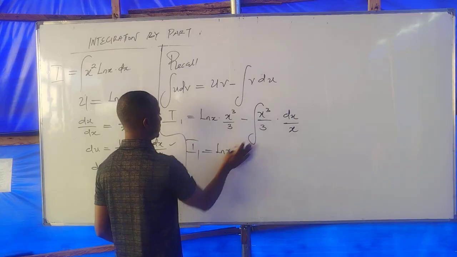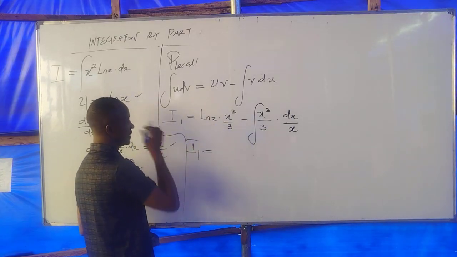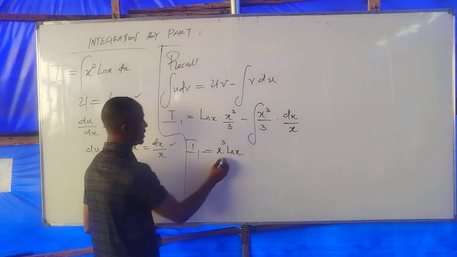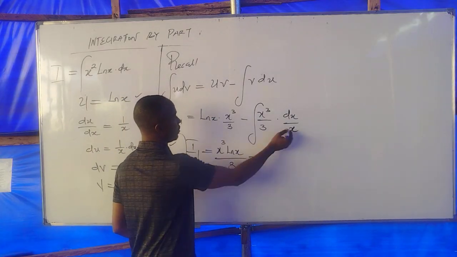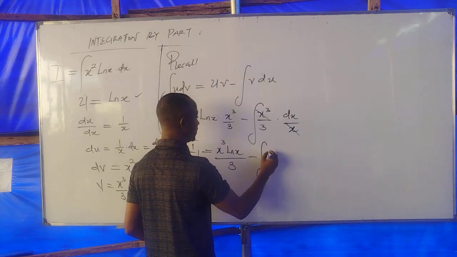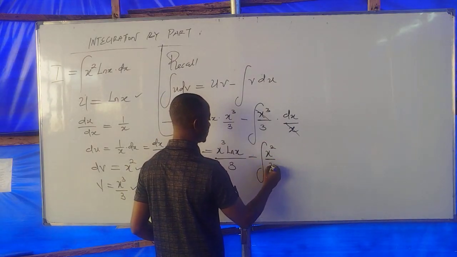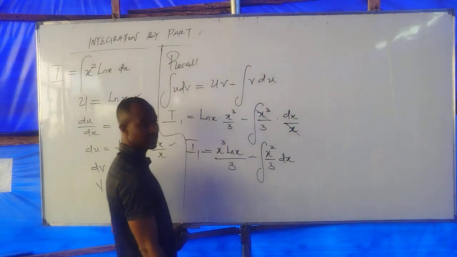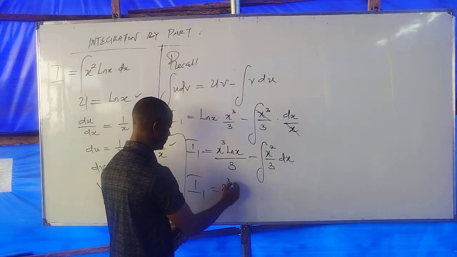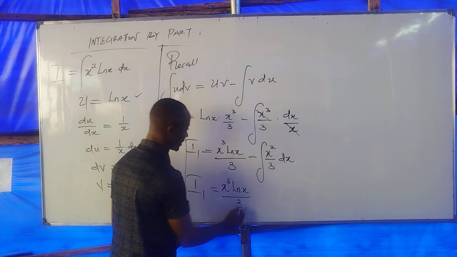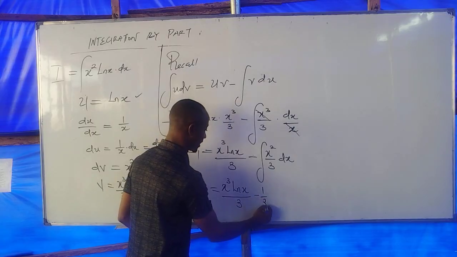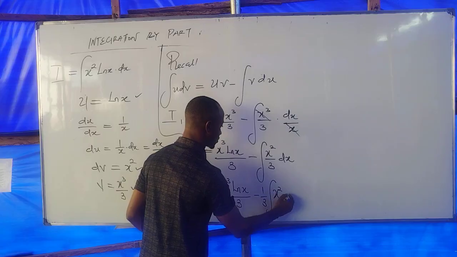Okay, let's multiply these two. What do you have here? That will give us x cubed ln x over 3 minus. One of these x we cancel here, remaining the integral of x squared over 3 dx. So that will give us our I1 equals x cubed ln x over 3 minus. Can we bring that 1 over 3 out? We have 1 over 3 integral of x squared dx.